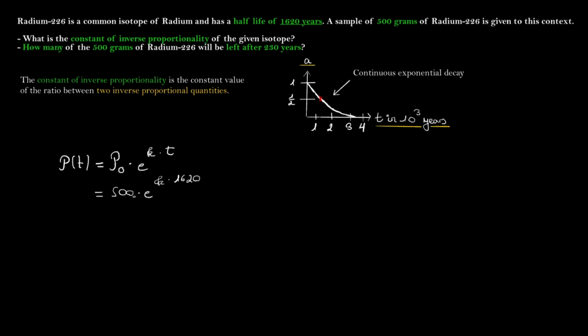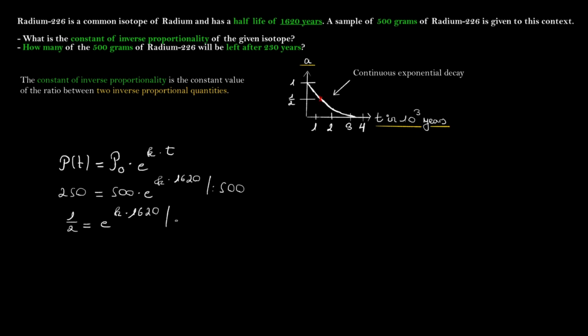And because we have inserted 1620, which is the half-life, and we also have an initial amount of 500, it is only logical to have on the other side half as much as the initial amount. So we should have 250 on the other side. So now we can divide both sides by 500 and get on the other side 250 over 500, which is 1 over 2, equals e to the power of k times 1620.